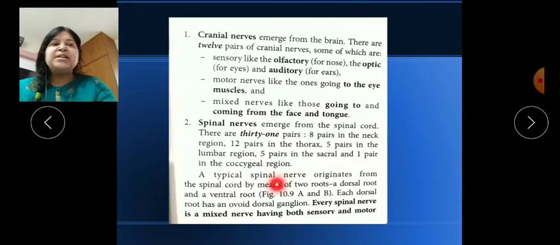So a typical nerve originates from the spinal cord by means of a dorsal root and a ventral root, okay. Dorsal means the first one and ventral means the last one. Each dorsal root has an ovoid dorsal ganglion.